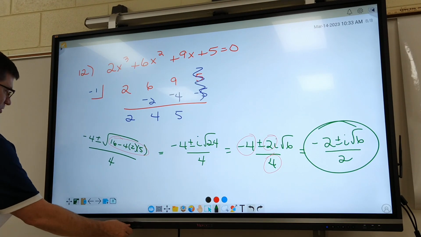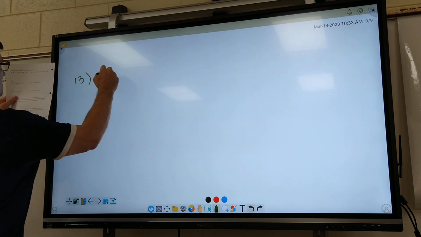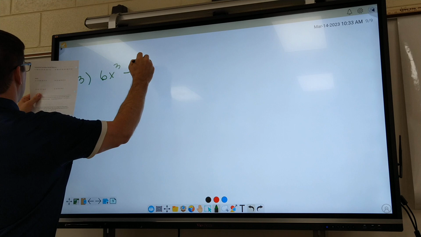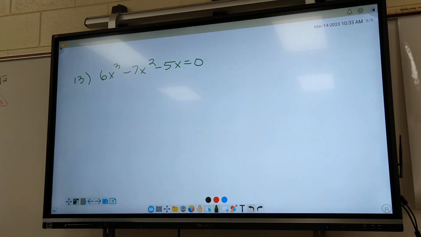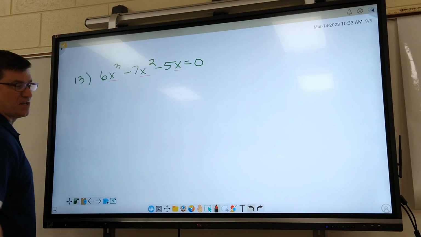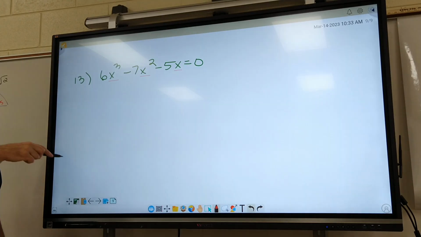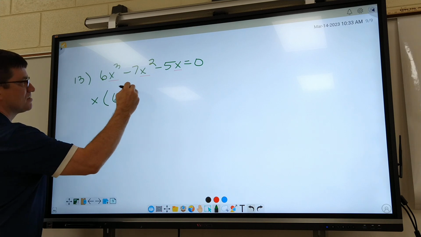Okay. Let's go to 13. All right, 13 is different. 6x to the third minus 7x squared minus 5x. Okay, how many answers will 13 have? 3, but what's different about it is this time every number has an x in common. And when that happens, we don't have to do synthetic division. You have to take out an x.